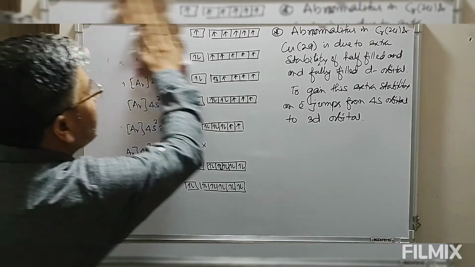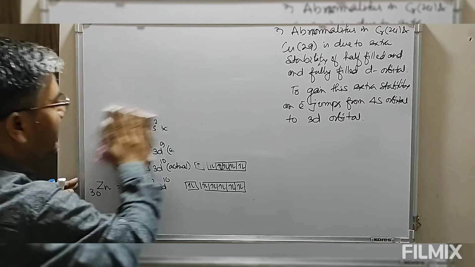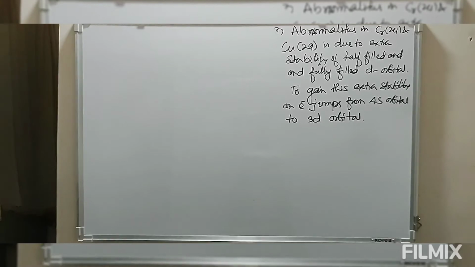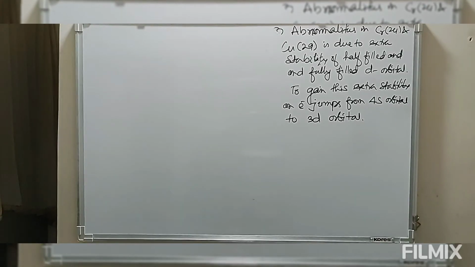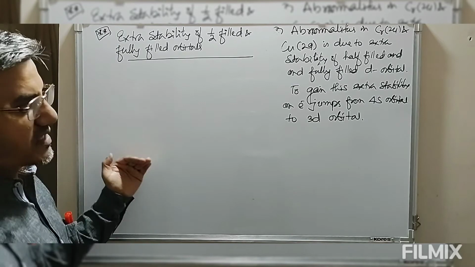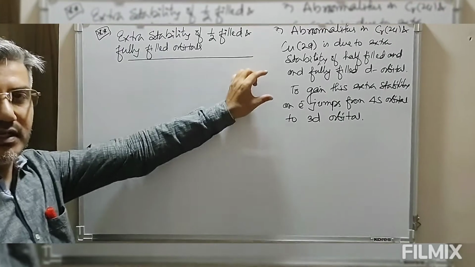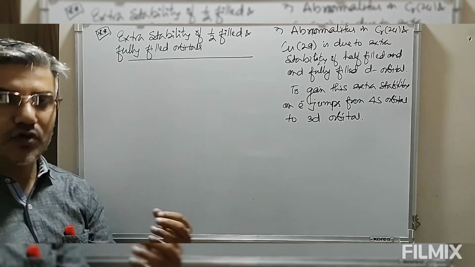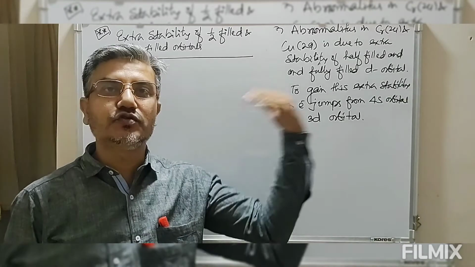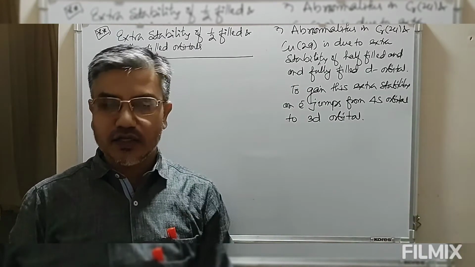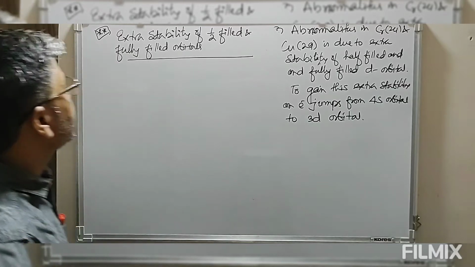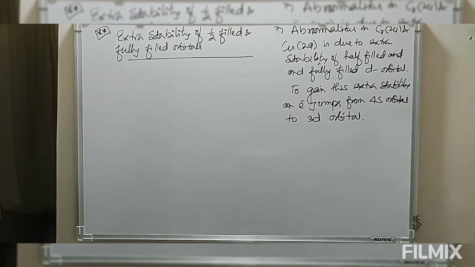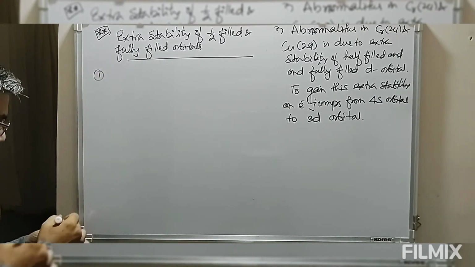Now the question is, why do the half filled and fully filled shells have extra stability? Because of this, an electron jumps from 4s orbital to 3d orbital in chromium and copper. So now we have to explain. This extra stability of half filled and fully filled orbitals can be explained based on the symmetry concept.